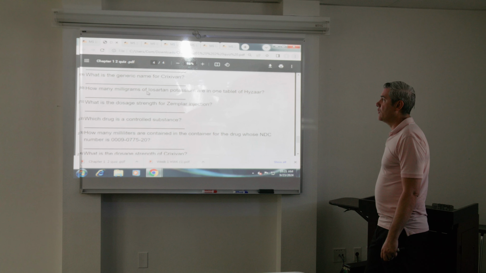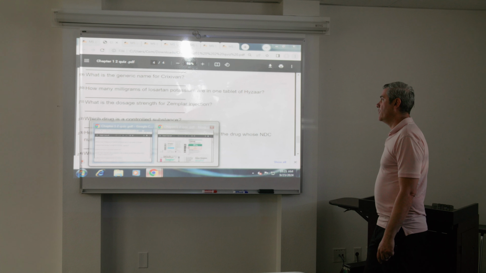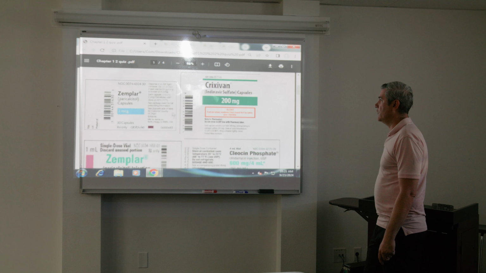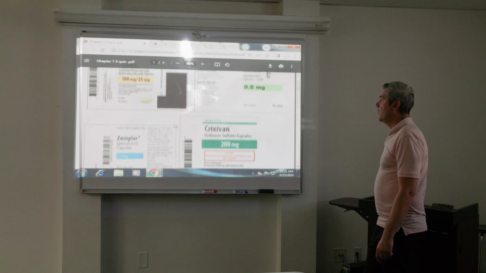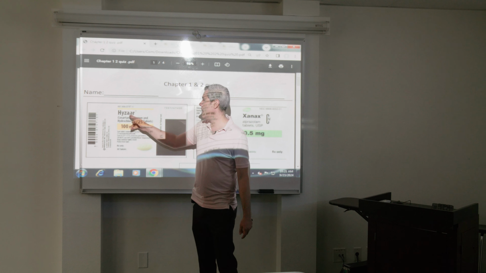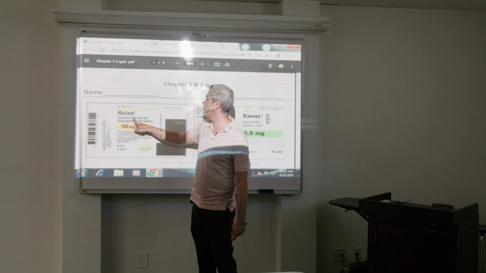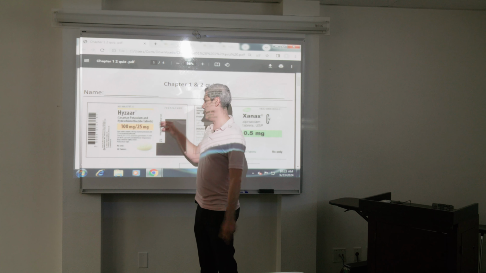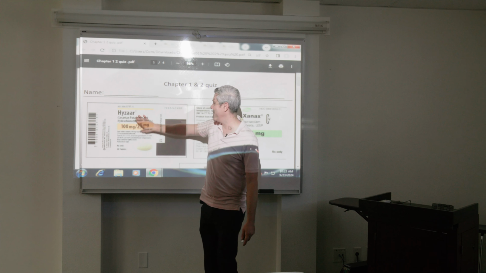How many milligrams of losartan potassium are in one tablet of Hyzaar? So we're trying to look for Hyzaar, and of course the losartan potassium ingredient. So let's find Hyzaar. There you are. Some medications have two main ingredients. This one has losartan potassium and hydrochlorothiazide. Oh, sorry, I know, weird names, right, guys?